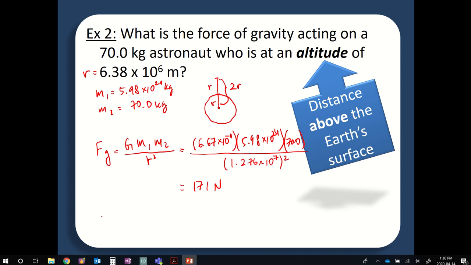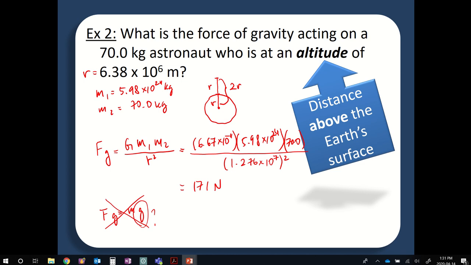Now notice that if you were to use the equation Fg = m times g, this is not going to work, because here we need to know that g value, which we can't get unless you actually go up twice the radius of the Earth and measure it at that point. So this one is not going to work. Again, this is only for the surface of Earth. Anything above or below the surface of Earth, you have to use the full equation.